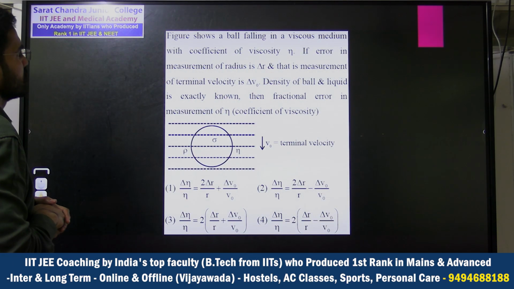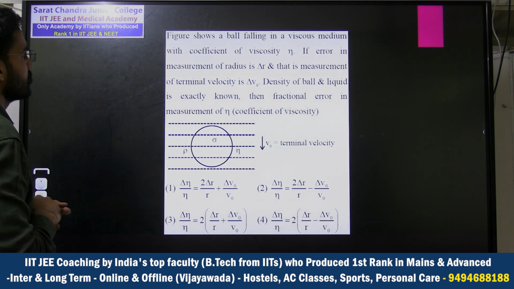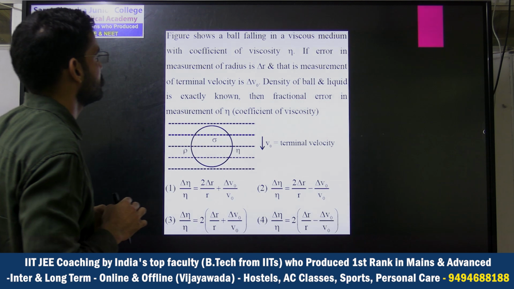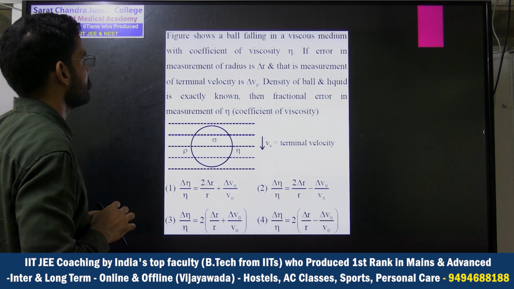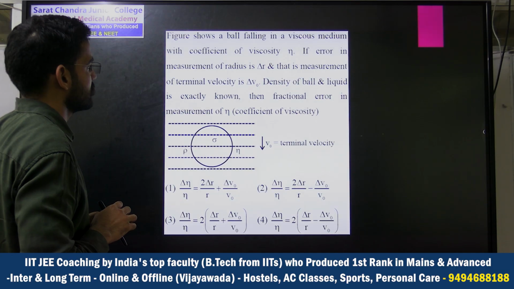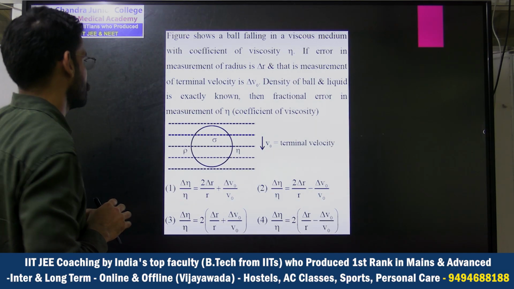See, the figure shows a ball falling in a viscous medium with a coefficient of viscosity eta. If the error in the measurement of radius is delta r, and that in the measurement of terminal velocity is delta v naught, and the density of the ball and liquid is exactly known, then find the fractional error in the measurement of eta.